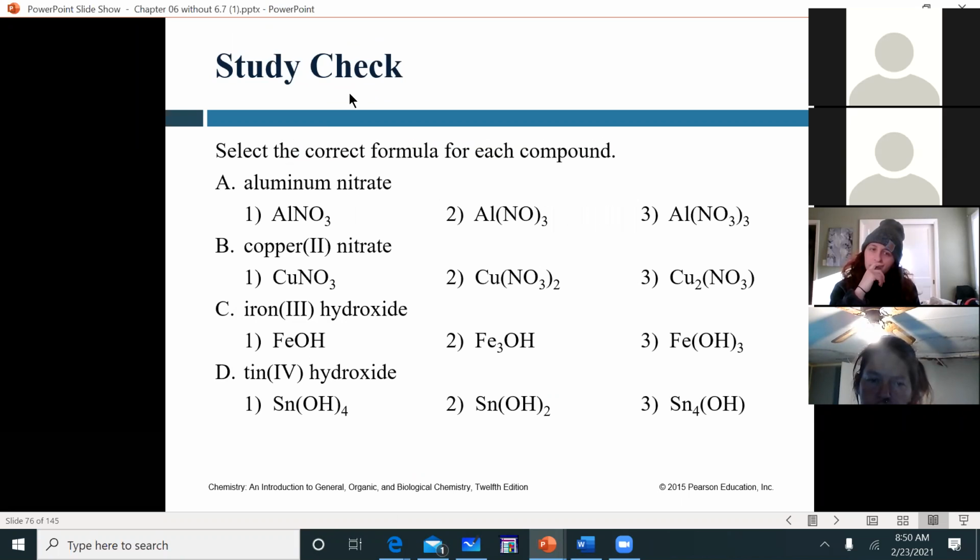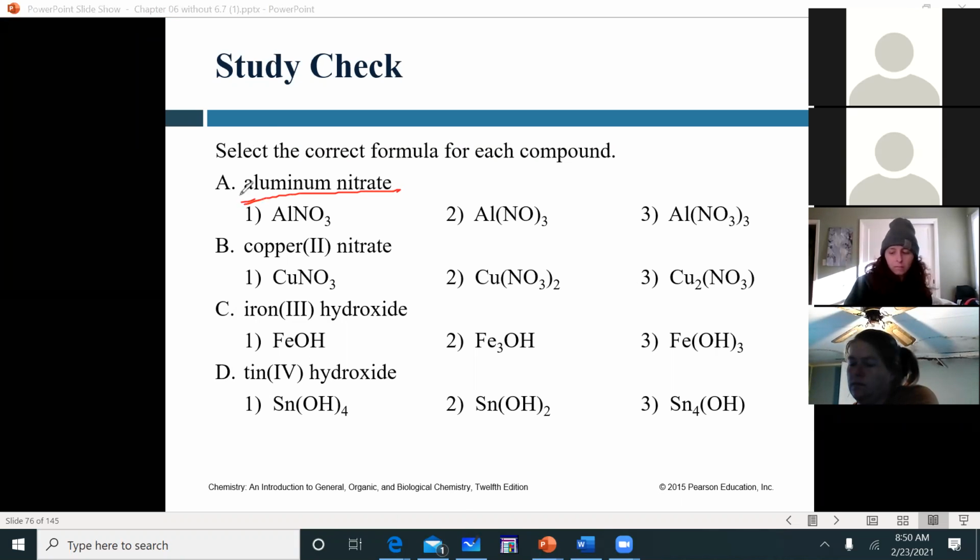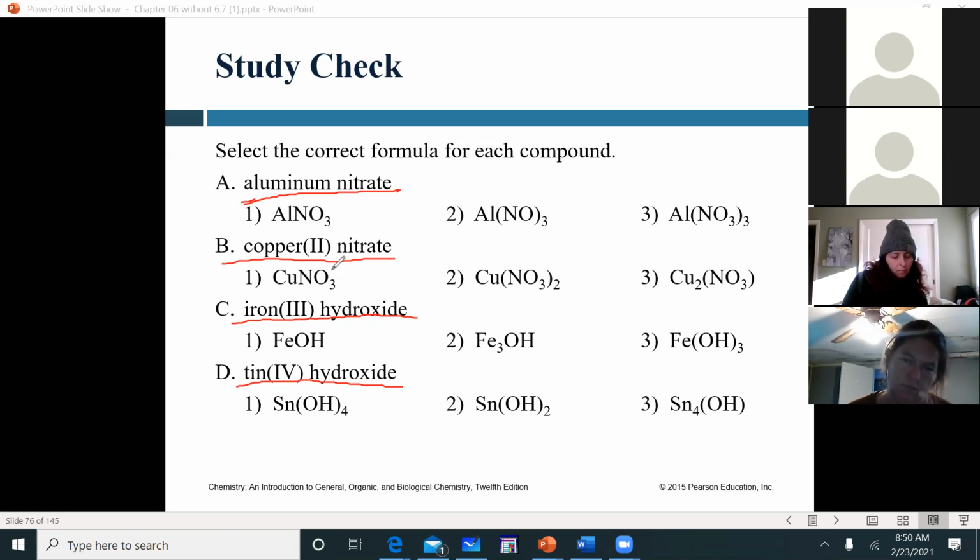So let's do these ones. I don't care about the 1, 2, 3. Don't worry about that. I would just look at the names. So aluminum nitrate, write a formula. Copper 2 nitrate, iron 3 hydroxide, and tin 4 hydroxide. I want you to write the correct formula for each of those. And know that with these ones that have a varying charge, you treat it the same way that you would do in any other situation. Iron 3, you know you're going to be dealing with a 3+ charge. Hydroxide is a polyatomic ion. So go ahead and flip-flop and come up with some formulas.